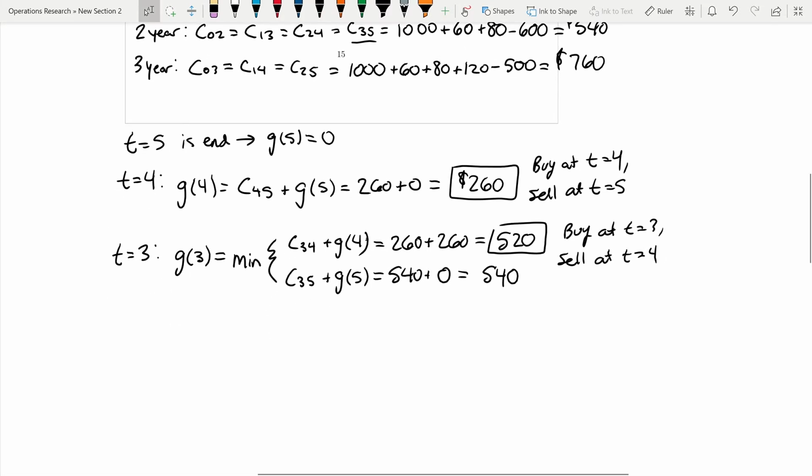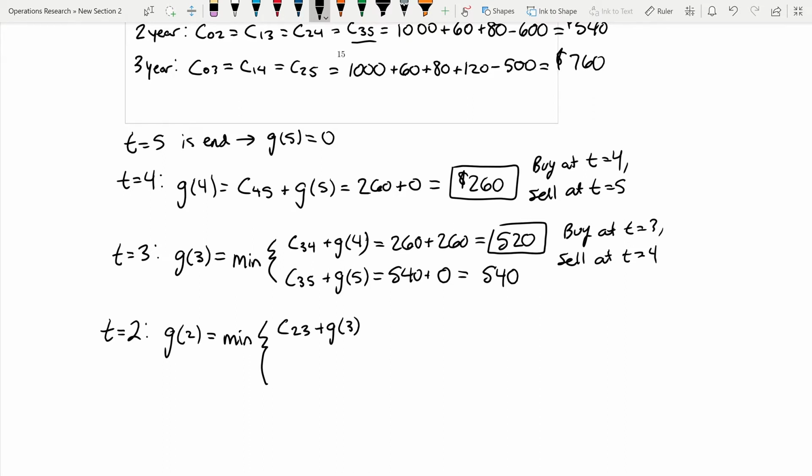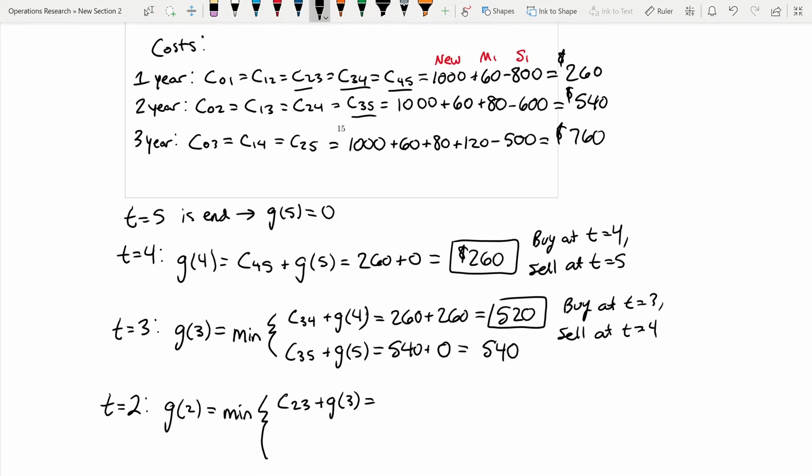Now we move on to T2 here. To find G of 2, we need to find the minimum of, we've got 3 options now for what we can do from time 2. We can buy at year 2 and sell at year 3, and then we have to add on our G of 3 that we just found. So 2 to 3 is $260, plus G of 3 we found is 520. Add these two numbers together and you have 780.